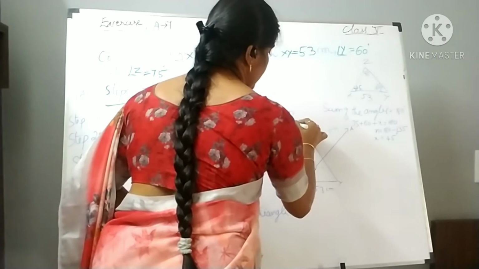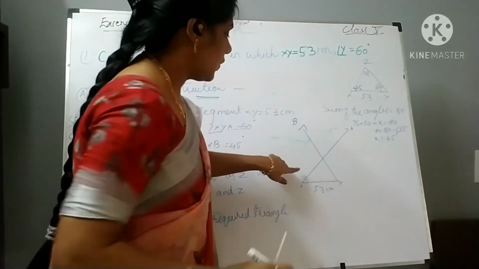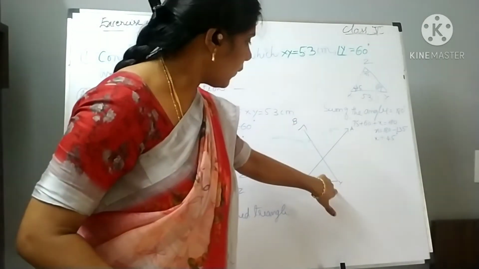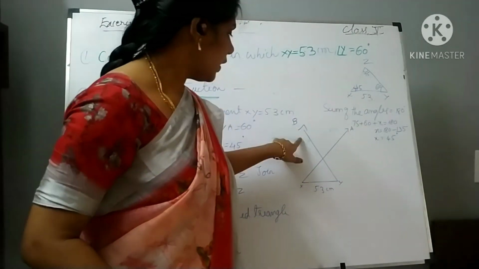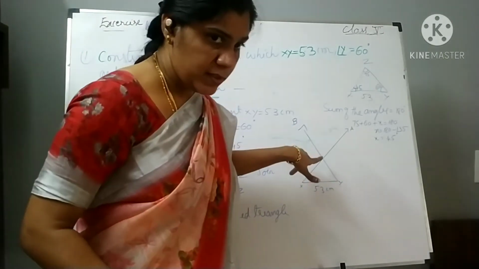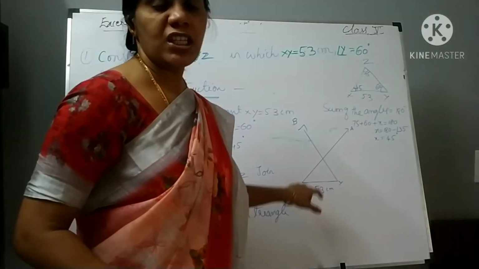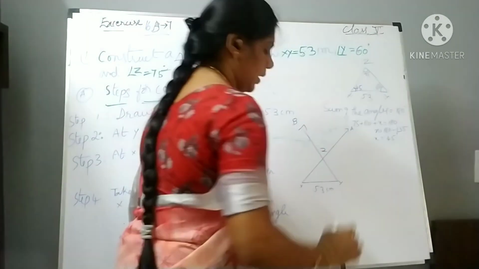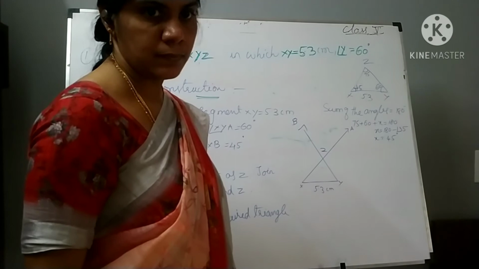Name this ray as B. This ray I have marked as A, the XA ray, and this YB ray. The YB and XA rays intersected at this point. So this point I am naming as Z. This is your Z. Understood?